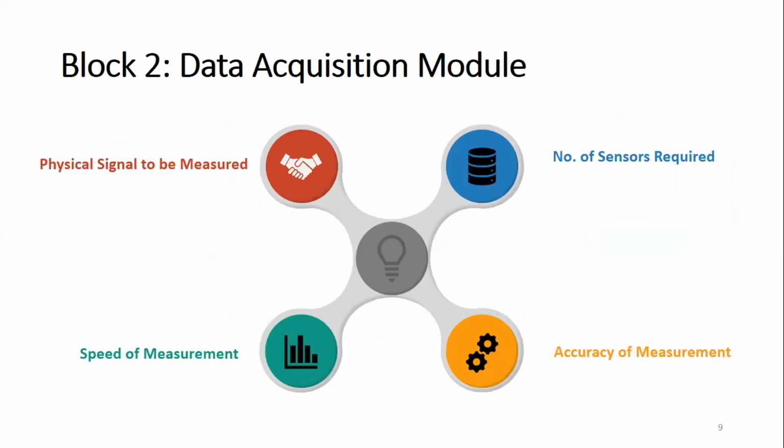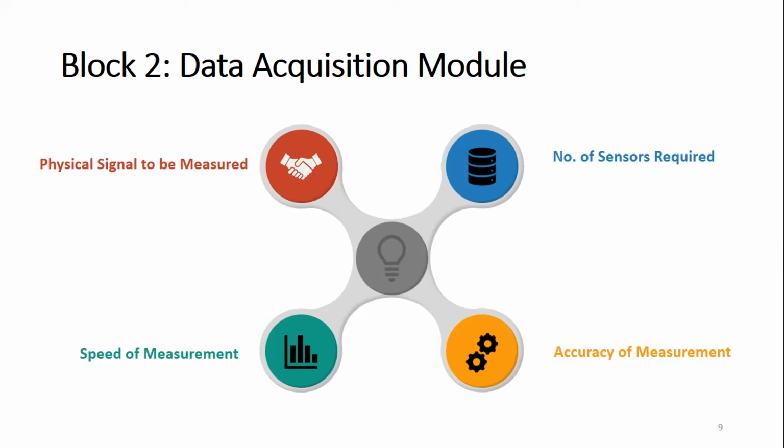So the second block is the data acquisition module. The data acquisition module focuses on acquiring physical signals from the thing and converting them into digital signals that can be manipulated by a computer. So we discussed more on DAS system in our previous lesson. So when designing a device, you have to answer 4 questions related to the data acquisition module.